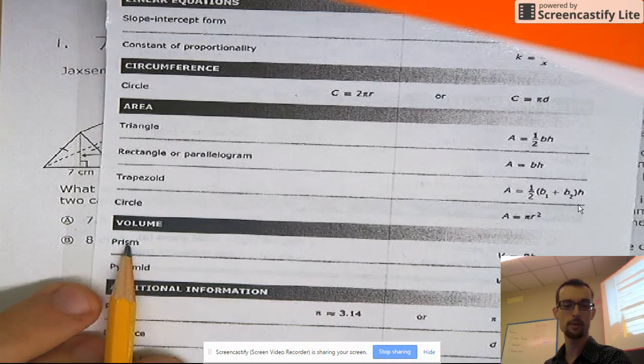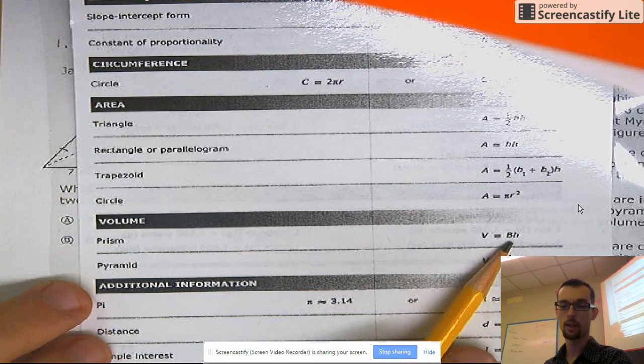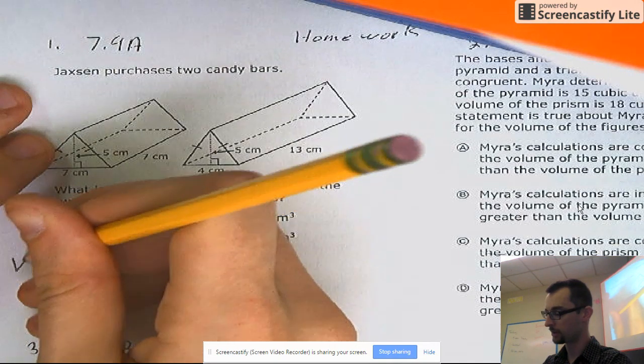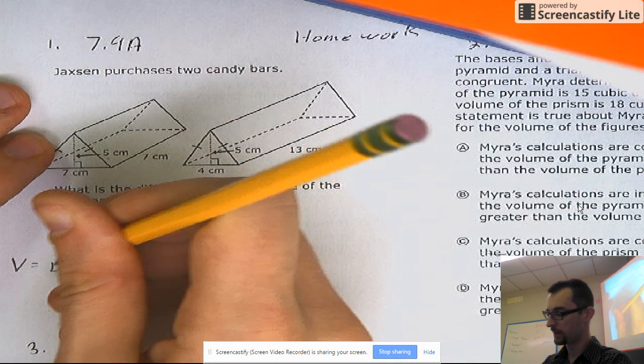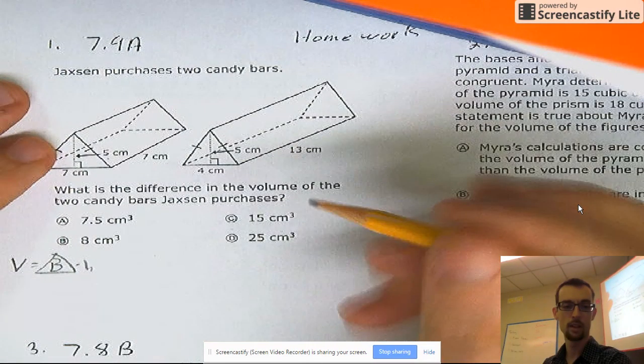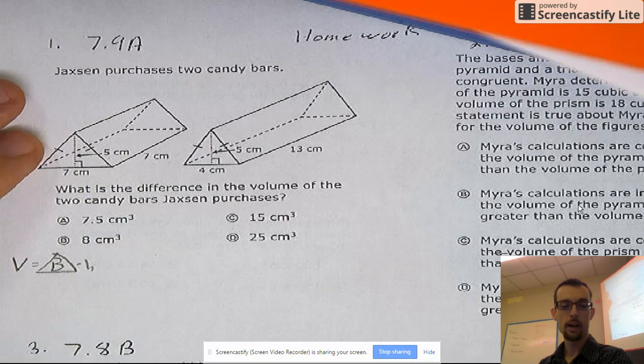I'm going to look on my reference sheet, looking for prism. There it is right here. Prism: volume equals the area of the base times height, right? So the volume of my first prism is going to be the area of my base, which is a triangle, times the height.